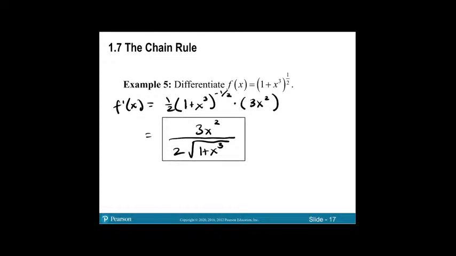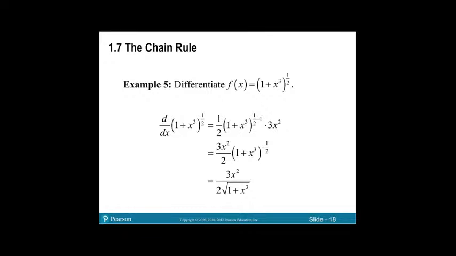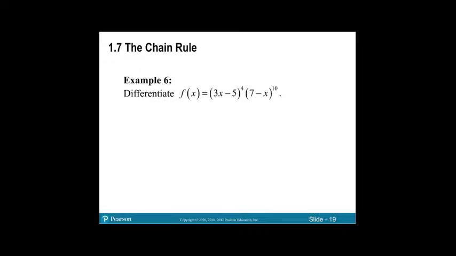Okay, let's see, how do we do? 3x squared, okay, they got the same thing. Let's do this one. Oh, we got a couple of rules here. We got the chain rule, we got the product rule simultaneously, right?